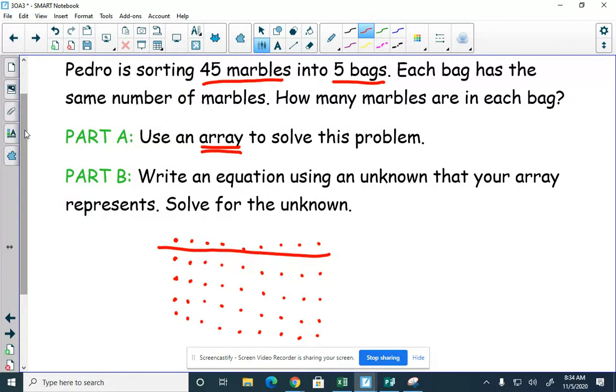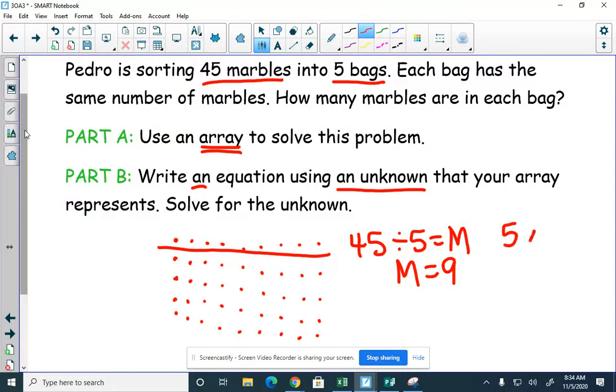Write an equation using an unknown that your array represents. Solve for the unknown. So 45 divided by 5, I don't know what the marbles is, but I discovered from drawing the array that it's 9. Or it says an equation. So you could have seen it as a division equation, or you could have seen it as a multiplication equation with one of the missing products.